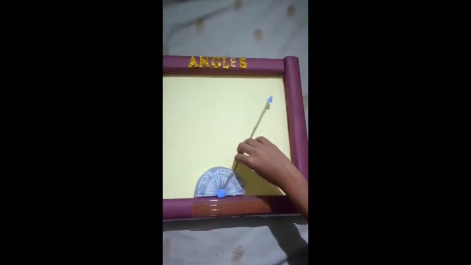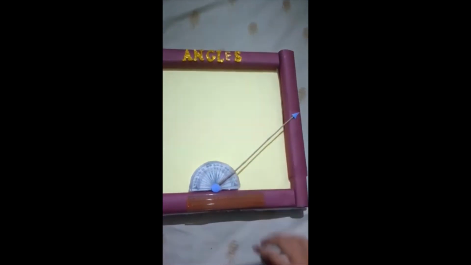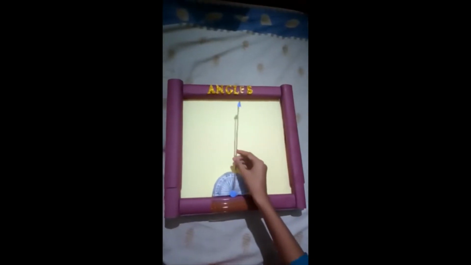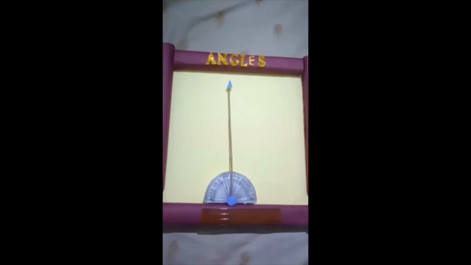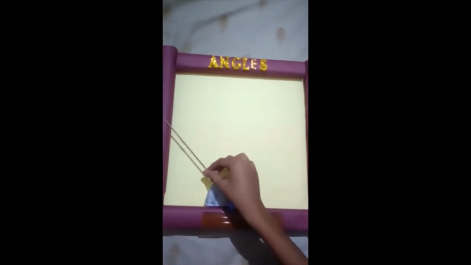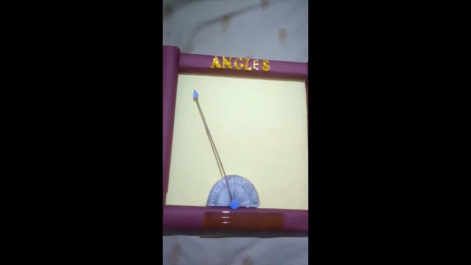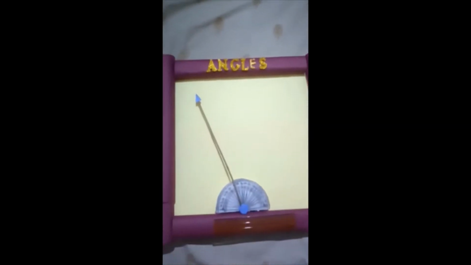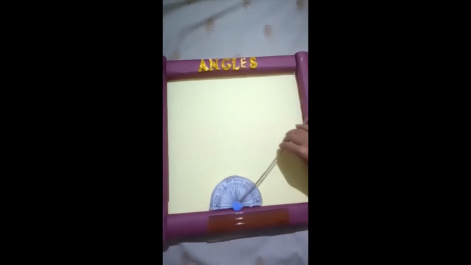Acute angle is 35 degree. Right angle is 90 degree. Obtuse angle is 110 degree. Straight angle is 180 degree. Thank you.